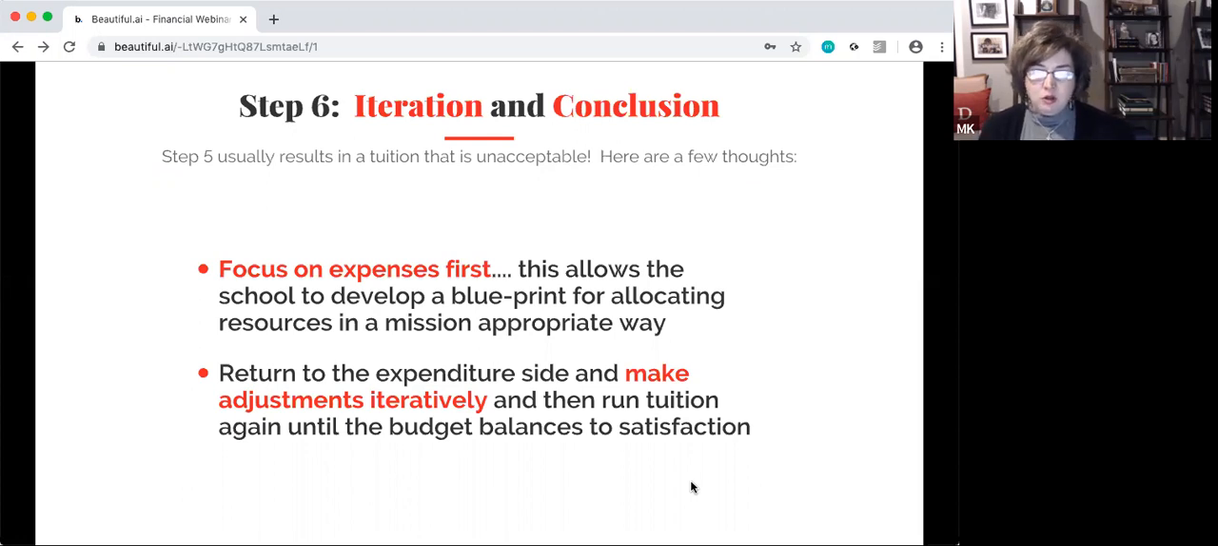But what focusing on expenses first does is it allows the school to better develop a blueprint for allocating resources in a mission appropriate way. What that means is that you have to really look at your expenses, and you have to ask, what is really necessary and what's not? What is mission appropriate and what's not? That's the reason I really like this approach to budgeting, because it makes you ask the question, do I really need that?